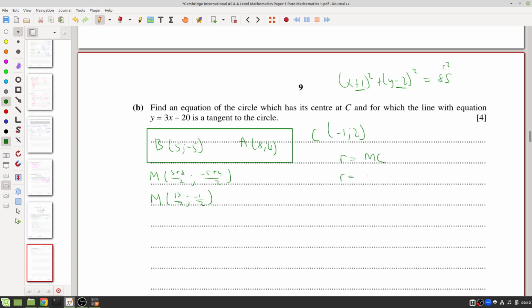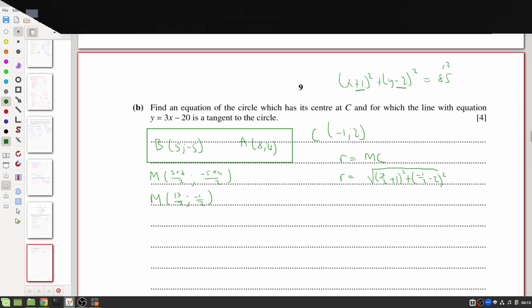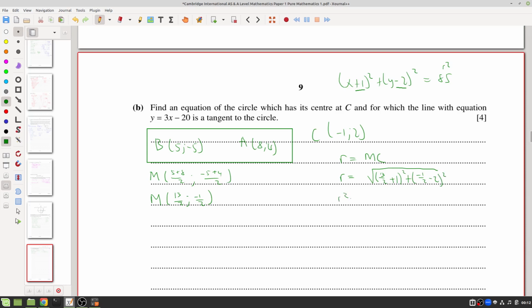So r equals, now distance, that's just the Pythagorean formula. The difference between the x values, so 13 over 2 minus 1. So minus 1 becomes plus 1, squared. The difference between the y values is going to be negative a half minus 2, squared. So r squared is then going to be just squaring this whole thing. So 13 over 2 plus 1. 1 is the same as 2 over 2, so that's going to be 15 over 2 squared, plus negative a half minus 2 is negative 5 over 2 squared.